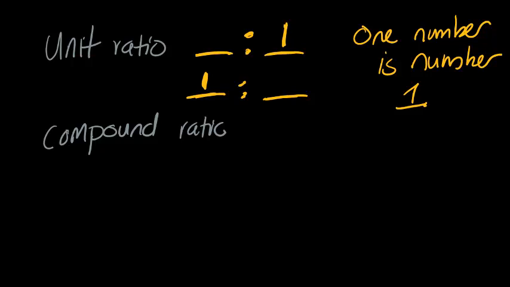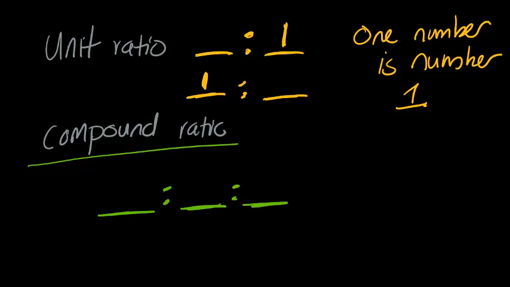A compound ratio happens when you've got more than 2 quantities. So if you've got a ratio number to a ratio number to a ratio number, that there is a compound ratio, because originally we said we're comparing two numbers, but sometimes our ratio is divided by more than two.